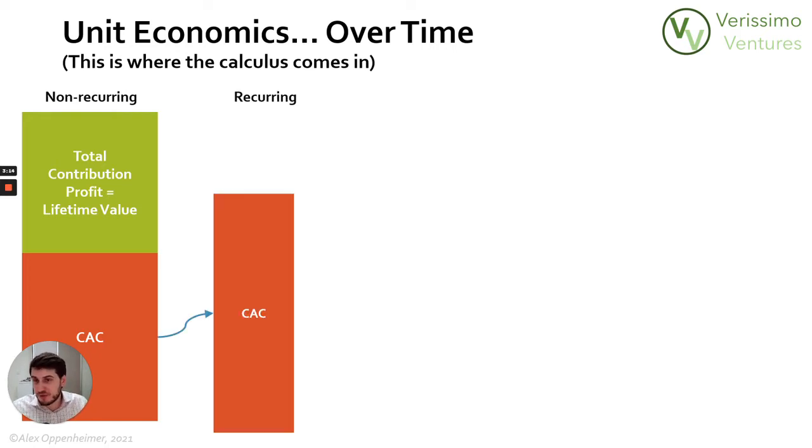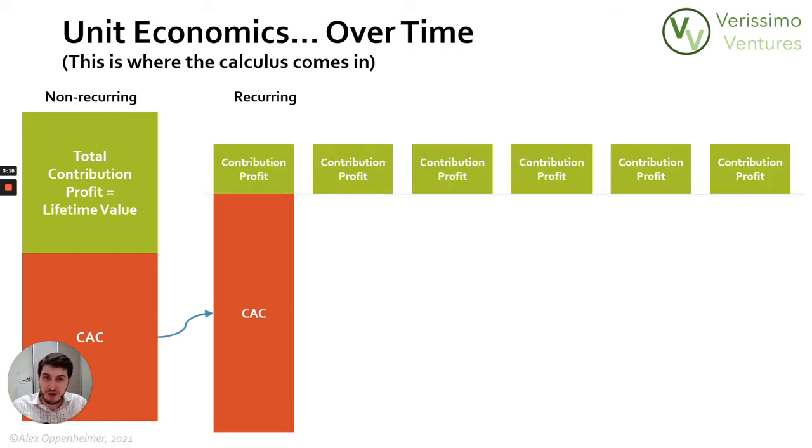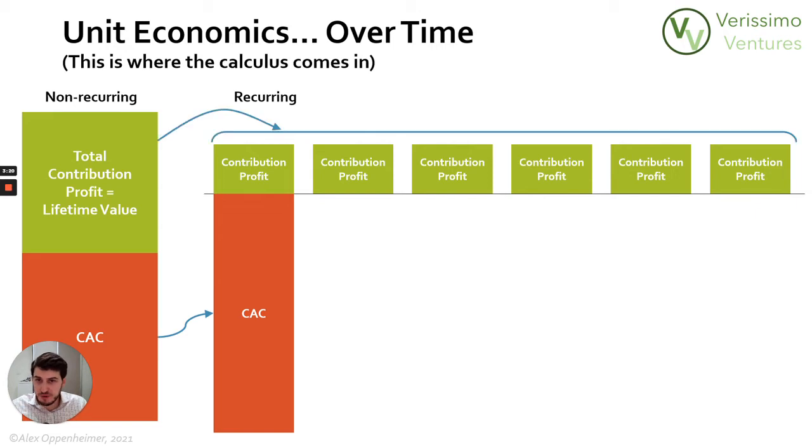So that's on a non-recurring basis. If we look at it on a recurring basis, we still have that one-time CAC, but now the contribution profit is spread out over a longer period of time. And the total contribution profit, which really is the lifetime value, is the sum of that. And so anytime we're summing something over time, within calculus, we're taking an integral of that curve and summing it up.